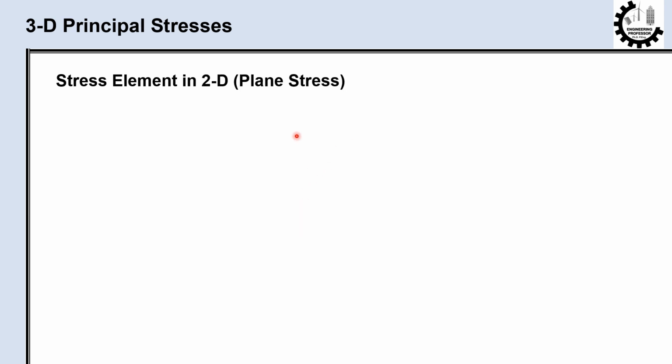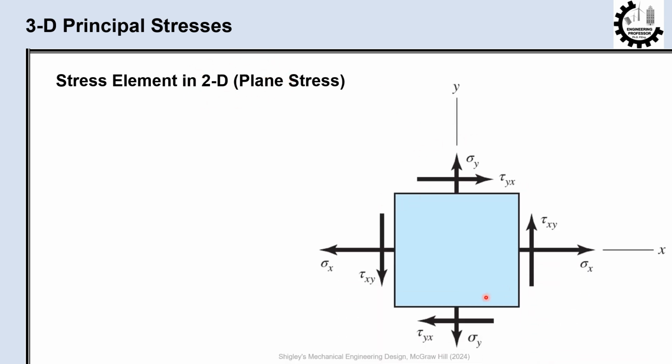In design problems, we rarely need to analyze the three-dimensional stress element, since most maximum stress states occur under plane stress conditions. As we discussed before, the plane stress is a case where all stress components on one surface are zero. The plane stress can be described by the following three components: sigma x, sigma y, and tau xy.